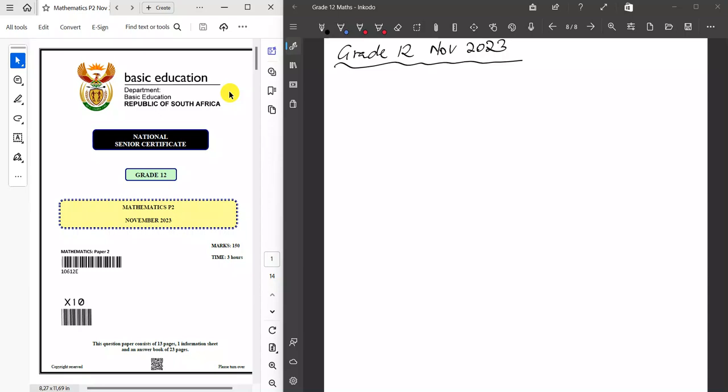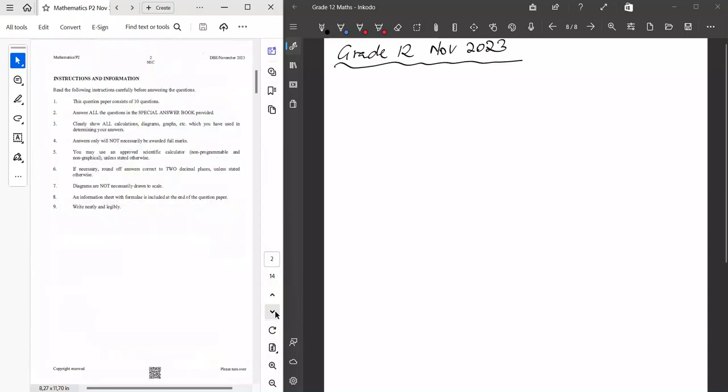Today in our past paper series, we are looking at a paper that was written in November 2023. Remember guys, if you are using a mobile device, please rotate your screen so you have better viewing. And of course, when you are in your examinations, it's important that you read the instructions.